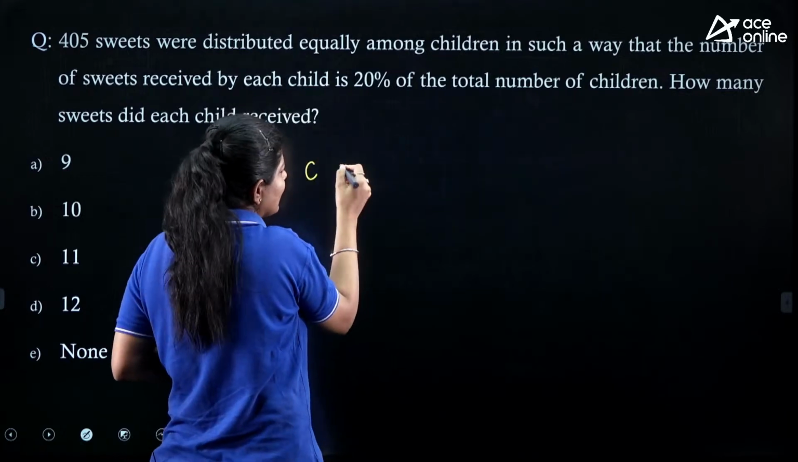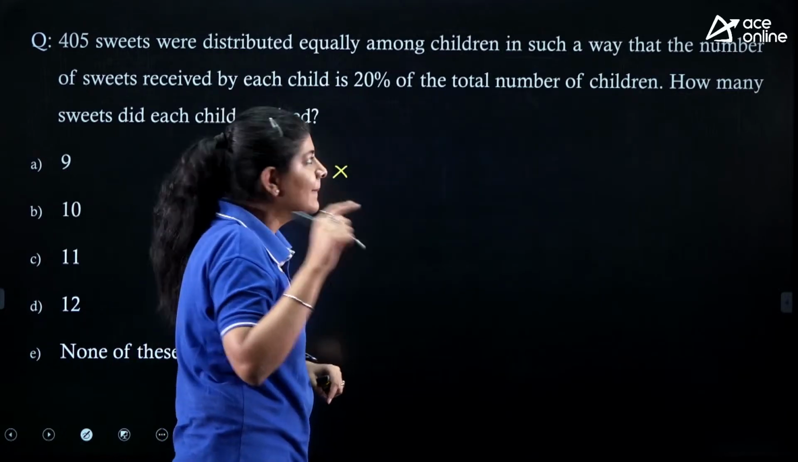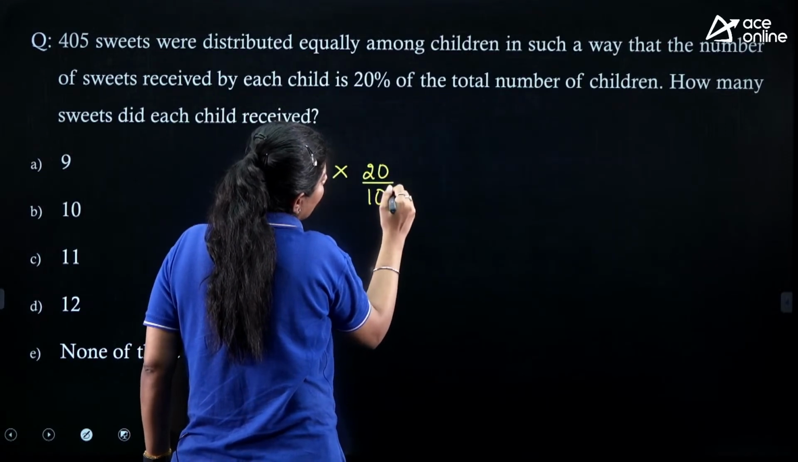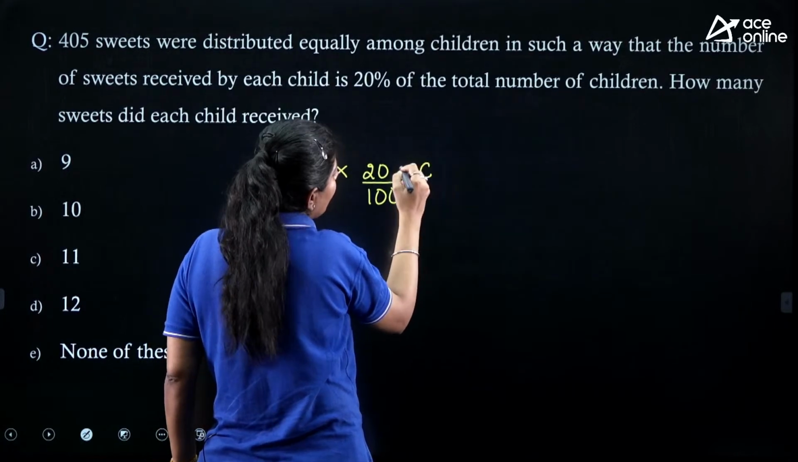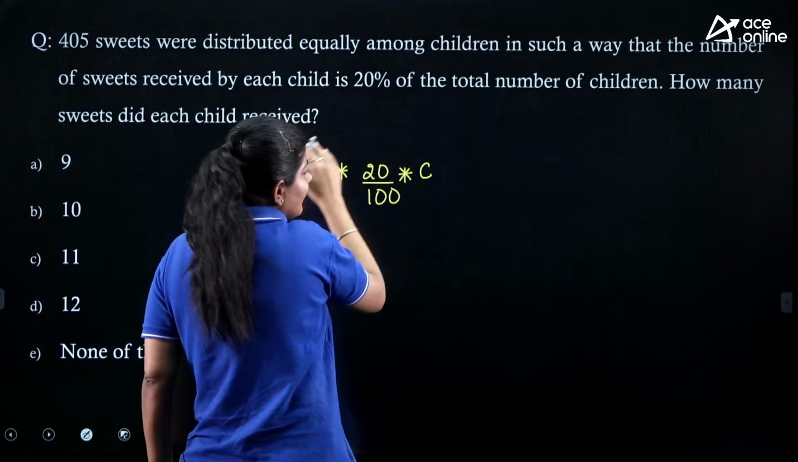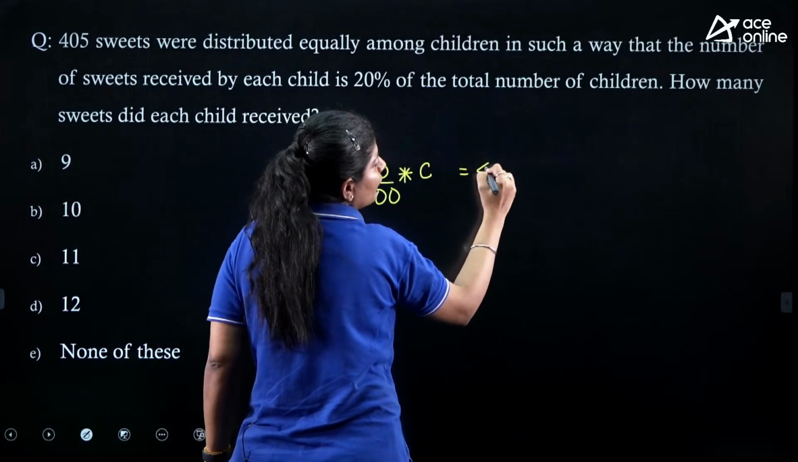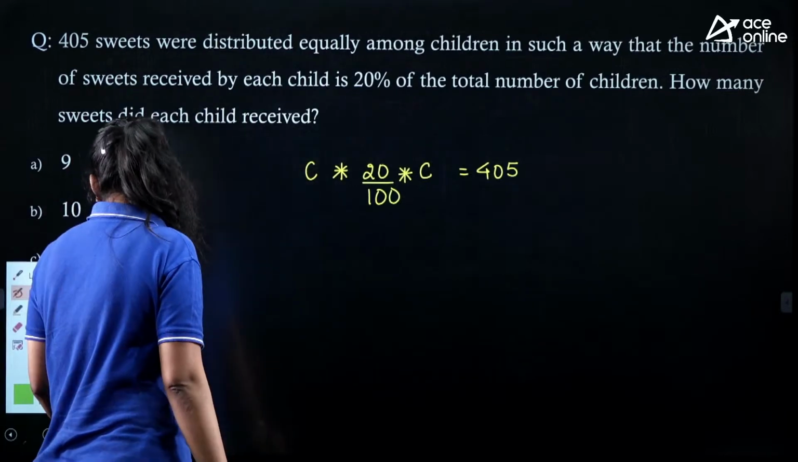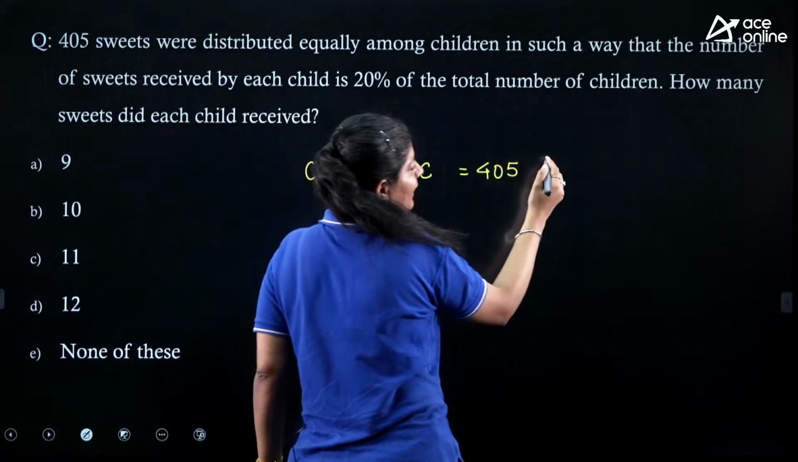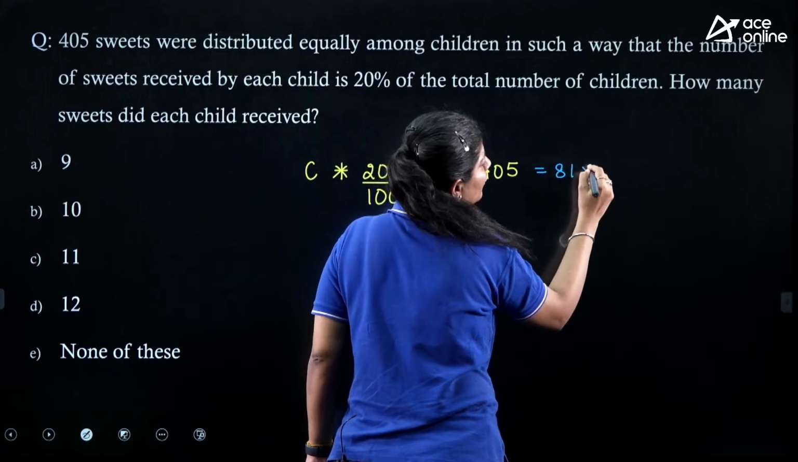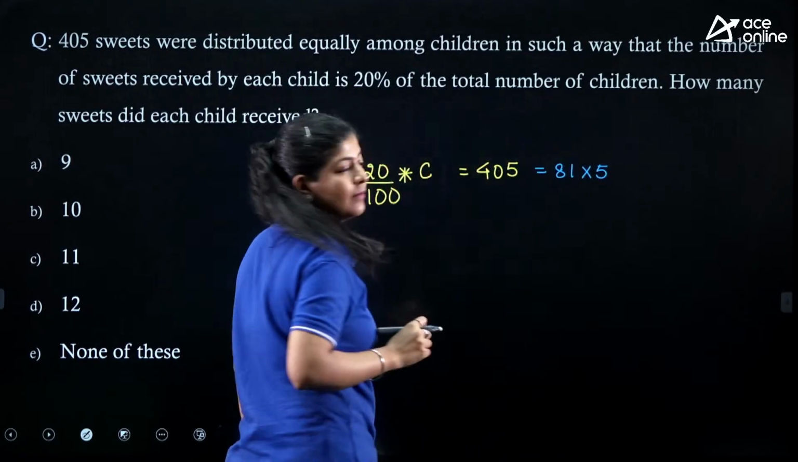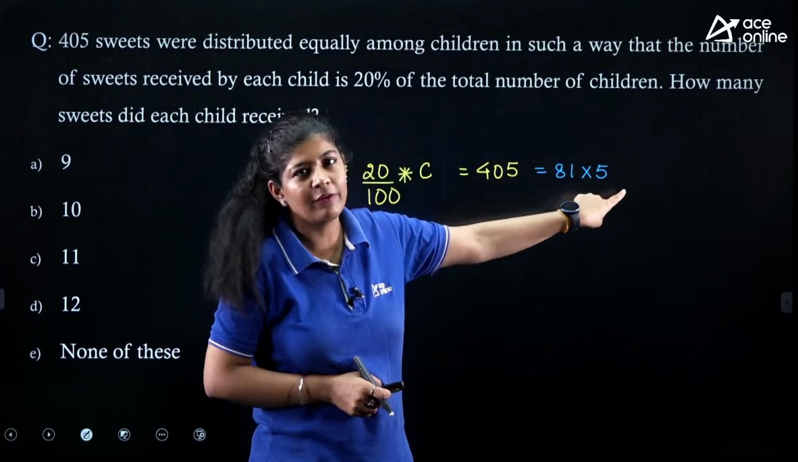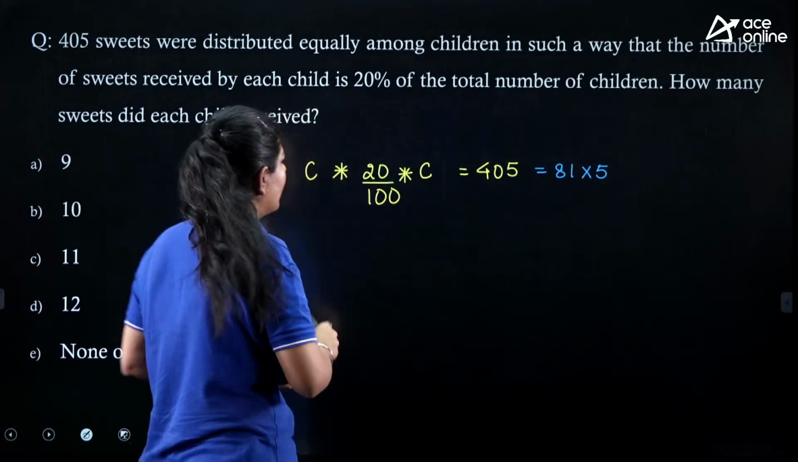So if we have C children, then each gets C sweets, which is equal to 20% of the total number of children. That means this total value should equal 405. This is what the question is trying to say. Now, you can break 405 as 81 into 5. We are breaking 405 as 81 into 5, and you will get to know why soon.